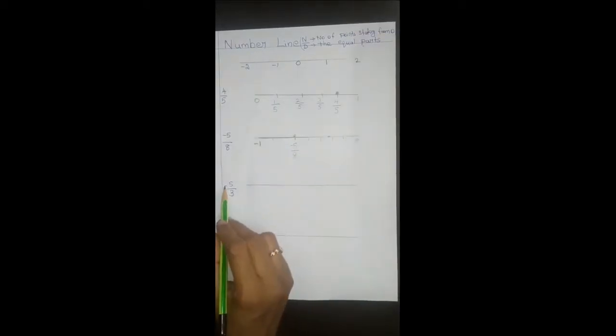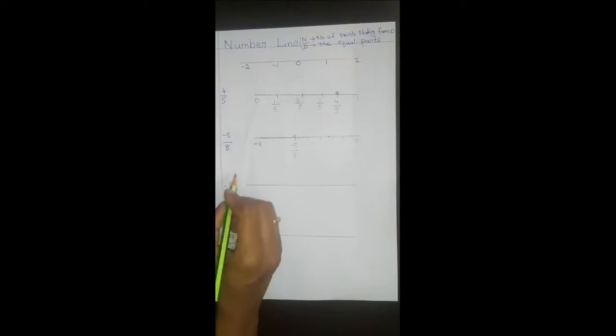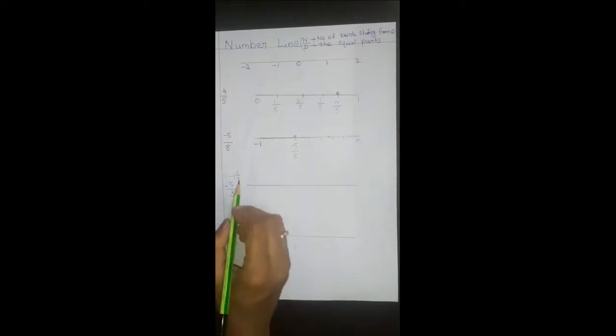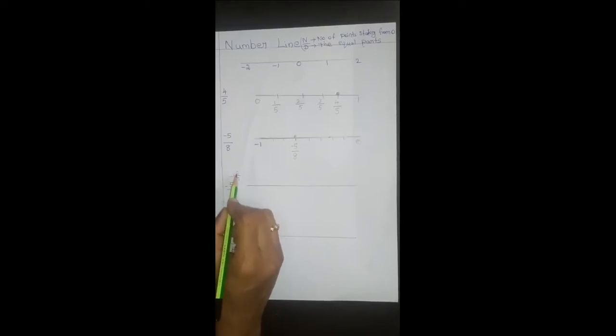Let's have another example. Minus 5 divided by 3. This is a negative number and an improper fraction. So what we can do, first we have to change it to a mixed fraction. What will we get? Minus 1, 2 divided by 3. Here minus 1 is the whole number part, 2 divided by 3 is the fractional part. So this rational number, minus 5 by 3, lies between minus 1 and minus 2.